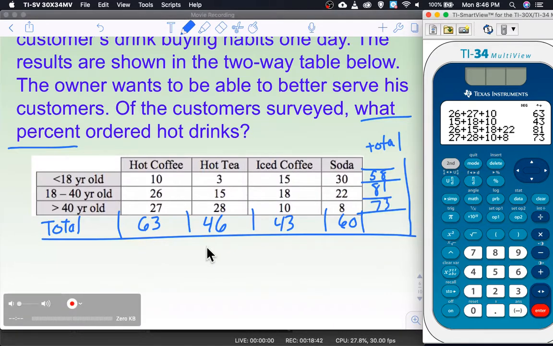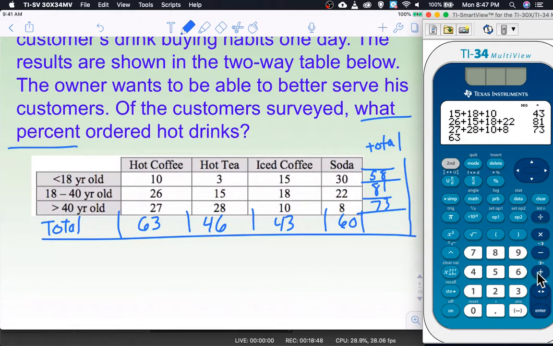Now, if I did all this right, these 4 numbers added together should be the same as these 3 numbers added together. So 63 plus 46 plus 43 plus 60 is 212. The other one was 58 plus 81 plus 73, which is also 212. So I know all my totals added up. I didn't make any weird mistakes anywhere.